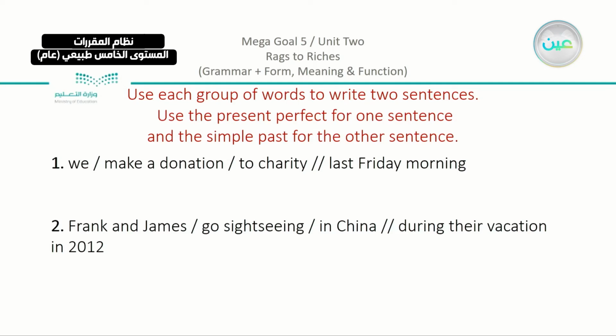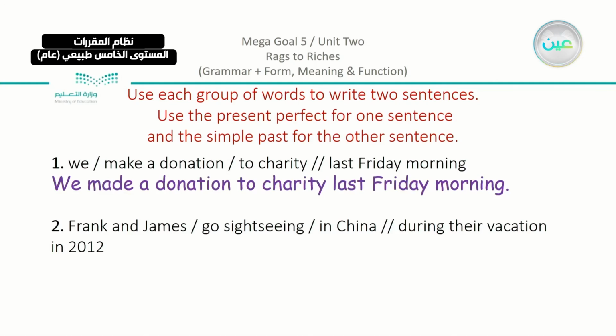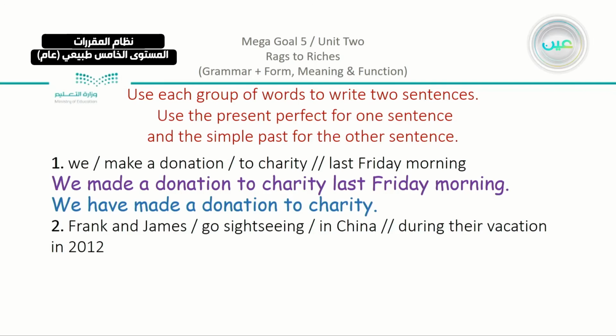So we have the first one, we make a donation to charity last Friday morning. In the past, we can say, we made a donation to charity last Friday morning. We have here made is in the past. But in the present perfect, we can say, we have made a donation to charity. Stop. So we have here have because that's plural and made is in the past participle. Make, made, made.